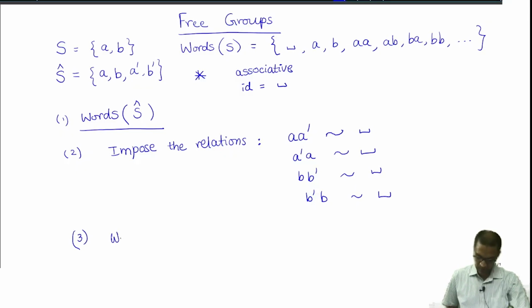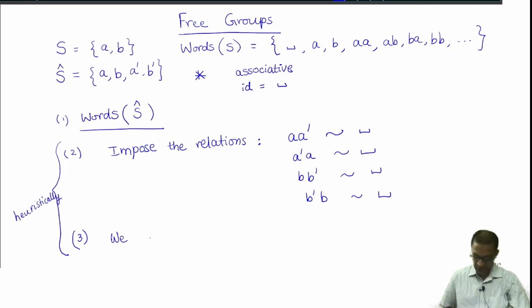Think of these 2 steps right now as just being some sort of a heuristic idea of what it means for A prime and B prime to perform the roles of the inverses of A and B. So at the moment, don't be too worried about the lack of rigor, we will make it a little more precise soon. So heuristically, here's what we want to do.